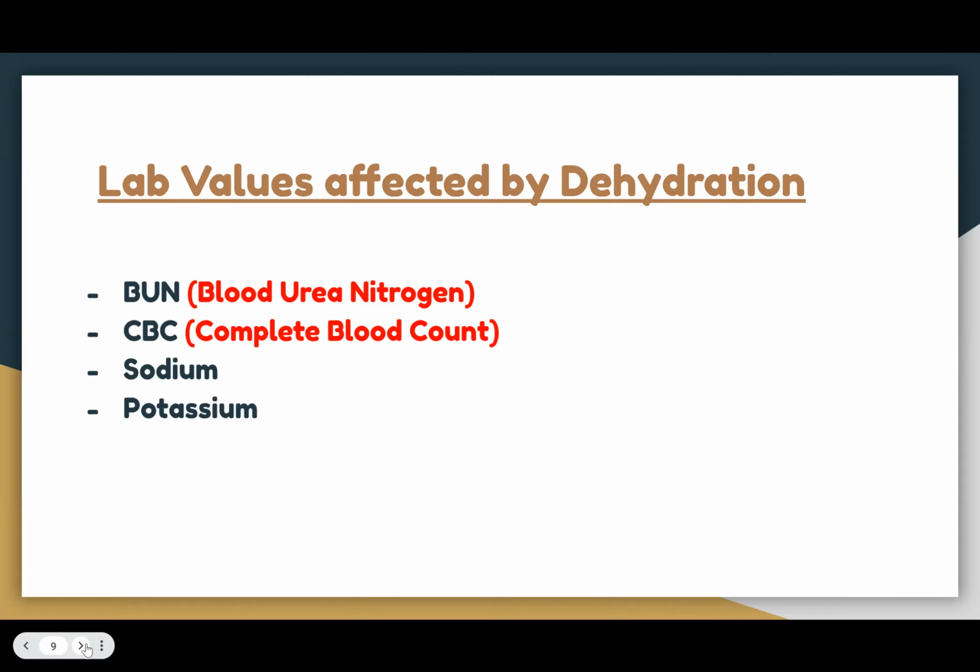So there are several lab values affected by dehydration. BUN, which is blood urea nitrogen. The levels increase with dehydration due to a lack of fluid volume to excrete the waste product. CBC, which is complete blood count. Levels usually increase with dehydration, specifically the hematocrit test, which measures how much blood is made up of red blood cells, and the levels increase due to a lack of fluid.